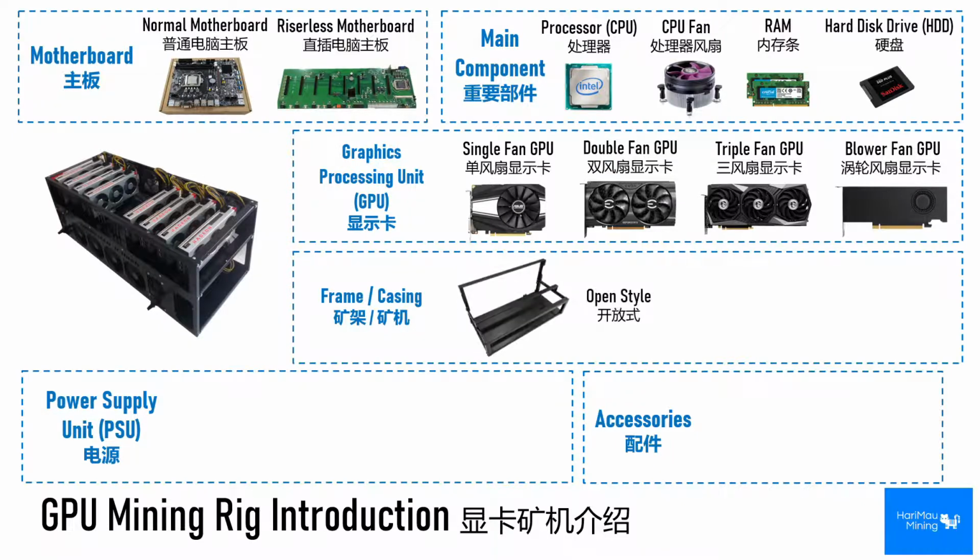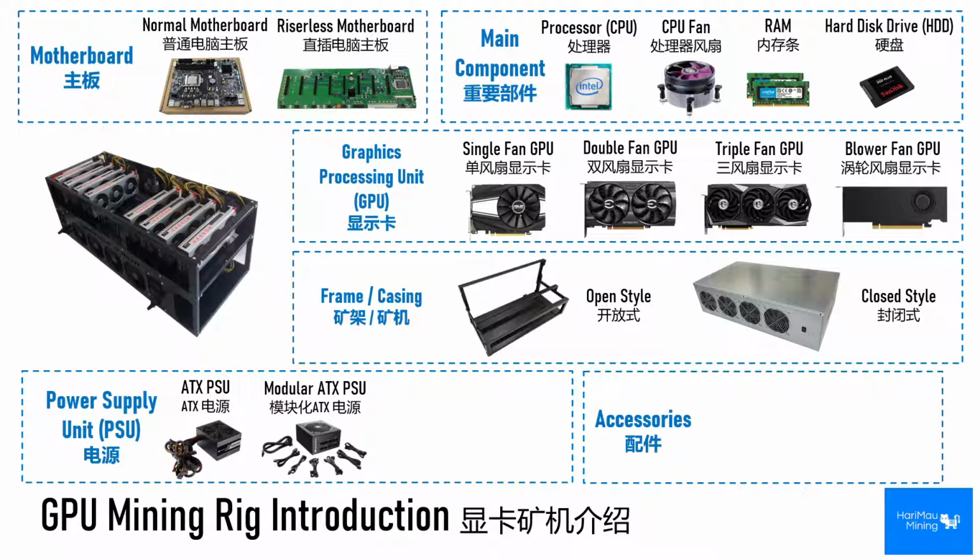The next one will be the frame or casing. The first one is the open style frame, and the second one is the closed style, which is casing. These are the two common types of frame or casing. Then we have power supply units. Here we have ATX power supply and also modular ATX power supply. Why do we mention ATX? Because in the mining world, we only use ATX power supply, because power supplies smaller than ATX don't have enough power to provide to the graphic cards to run the mining process.